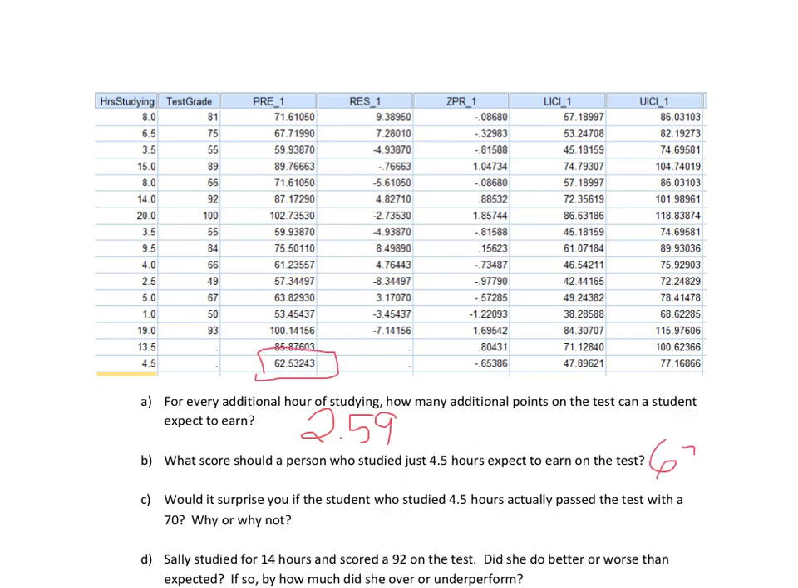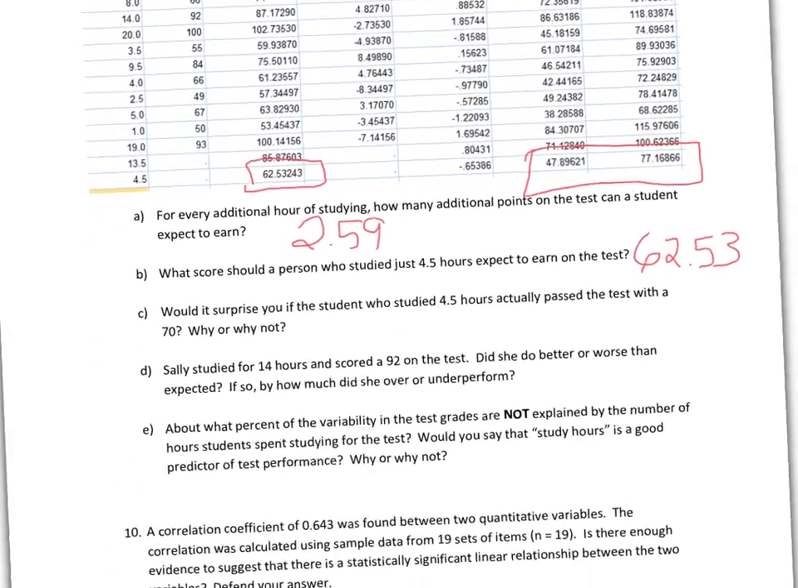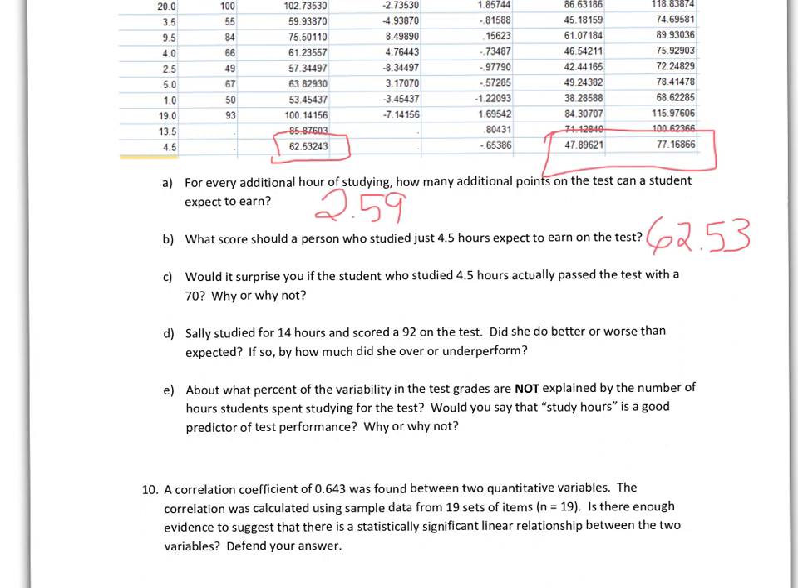That's the one that I was expecting. But some of you guys took me a step further and recognized that this was the prediction interval and recognized that, hey, that person can score anywhere between 48 and 77. So either one of those were correct. Now, having said that, it actually leads me directly to question number C, which is, if they studied 4.5 hours, would it surprise you if they got a 70? And the answer should be no. And the reason why is because 70 falls in their prediction interval.